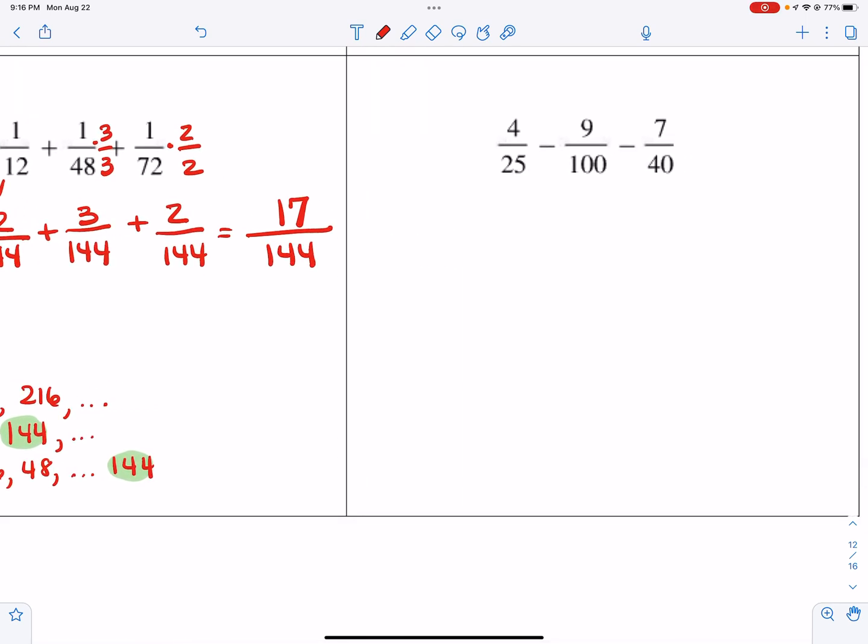The next one, hopefully when you look at that, those denominators don't have as much work to do, because if you think of money, 25, 50, 75, 100, 125, etc. So you can go through those numbers, 100, 200, 300, 400, etc. And then 40 is a little bit more challenging because it's going to be 40, 80, 120, 160, 200. So in this case, my LCD is going to be 200, okay?